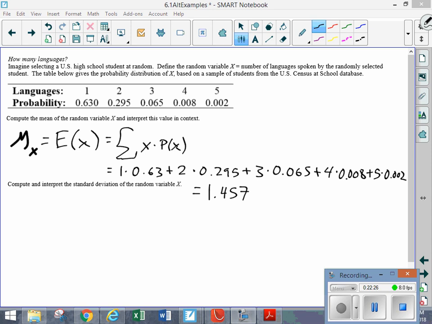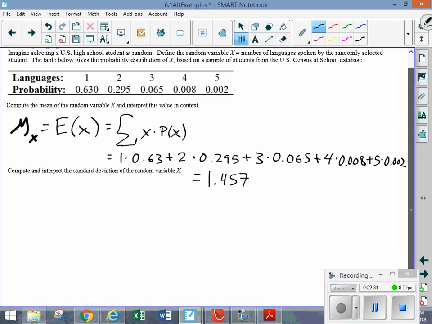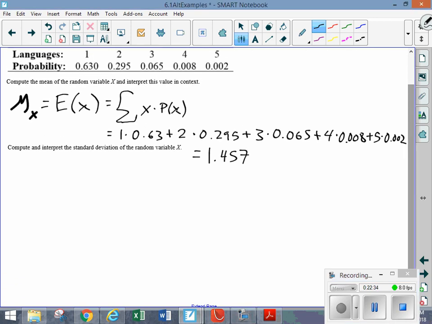All right, let's check out the standard deviation of this random variable. So the first thing we're going to do is we have a formula for our variance, right? So that is our variance, which is the sum of all x minus the expected value of x squared times the probability of x.